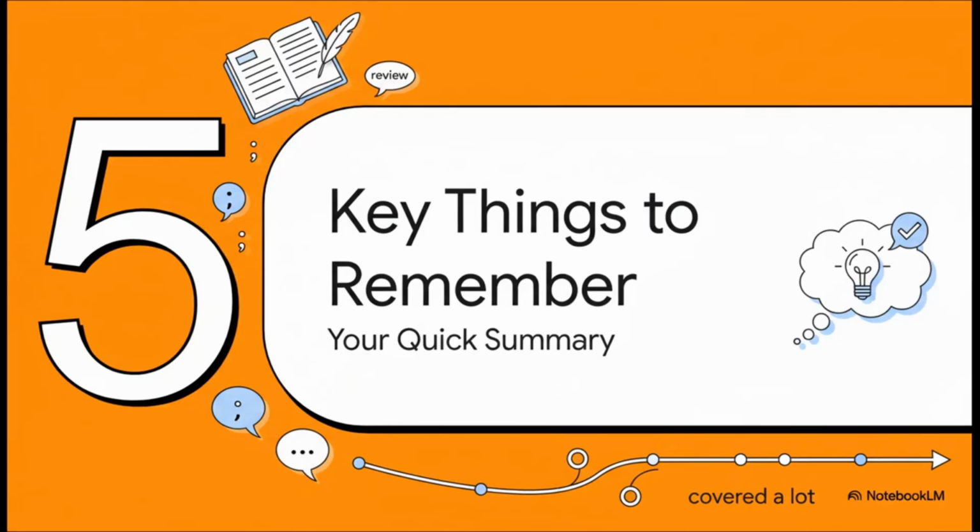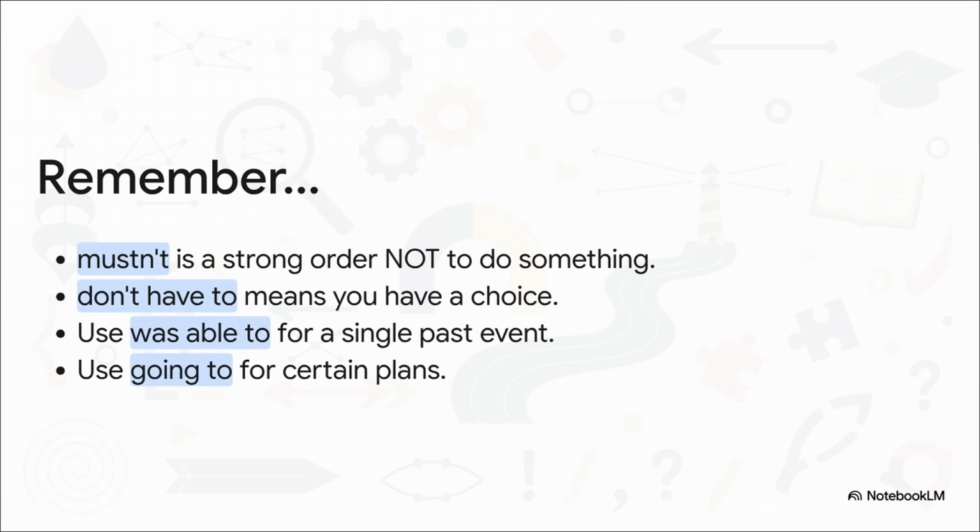Whew, we have covered a lot today. So let's just do a super quick summary of the most important things you need to take away from this review. So let's lock these in. First, that big one. Mustn't is a strong no, an order not to do something. Don't have to means you have a choice. For the past, remember to use was able to for that one specific success. And looking to the future, if it's a definite plan, going to is what you need. If you can remember these, you're in great shape.